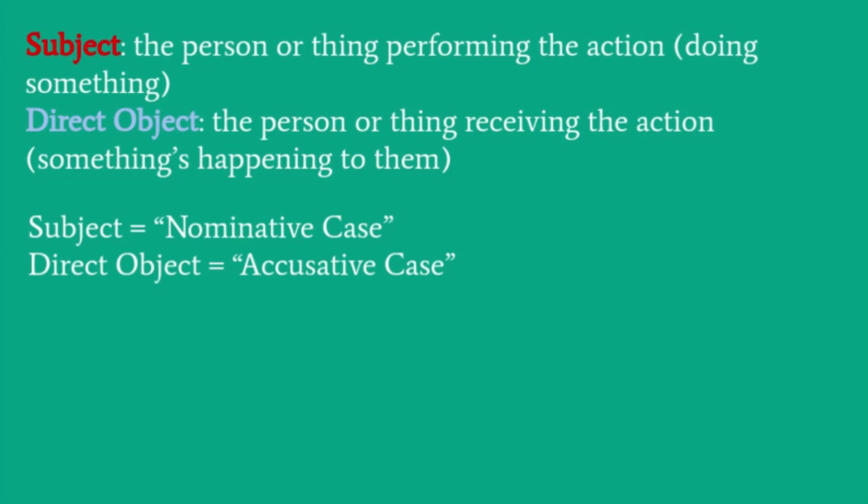But the basic idea is pretty simple. If I were to say to you, I throw the ball, you want to think to yourself, okay, who's doing something in that sentence? I am, right? I would be the subject. Then you want to stop and think, okay, is someone or something having something done to it? If I say I throw the ball, you want to think to yourself, well, what's being thrown? Oh, the ball is. That's called the direct object, or the accusative case in Latin.